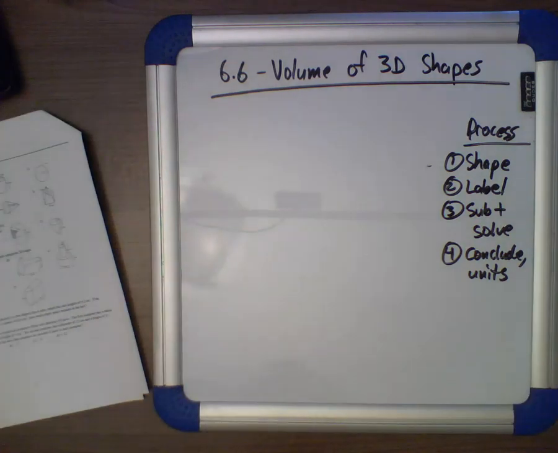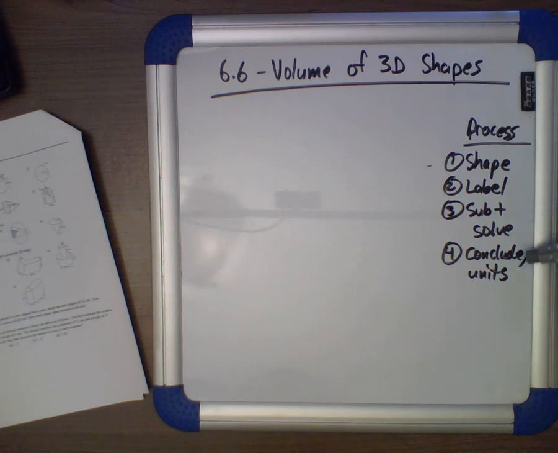Let's take a look at lesson 6.6, volume of 3D shapes. Once again, we're going to be following a very similar process where we identify the shape, label it, figure out which formula we need, we sub in the values and solve, and then we write our conclusion with any units.